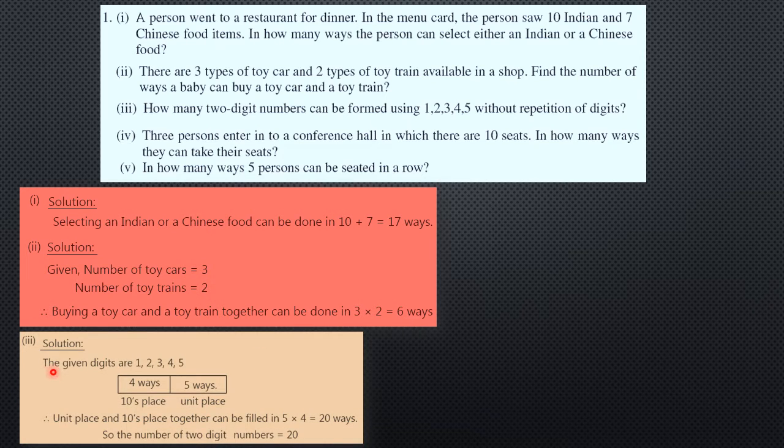Third subdivision, the given digits are 1, 2, 3, 4, 5. We want to make a 2-digit number. Therefore, the units place can be filled by using any one of the 5 digits. So we can use 5 ways. Maybe the number 5, or 4, or 3, or 2, or 1. Suppose one number is used, then there are 4 numbers remaining. Therefore the tens place can be filled by using the 4 numbers. So totally 5 into 4, that is 20 ways to fill the 2 places. Therefore there are 20 two-digit numbers we can form by using the given 5 digits 1, 2, 3, 4, 5.